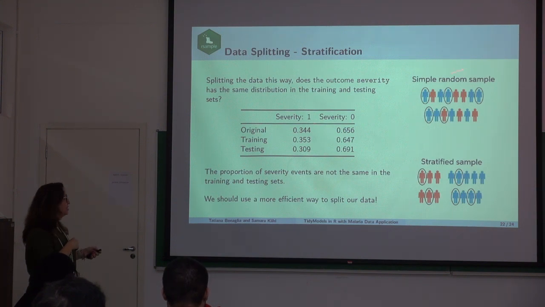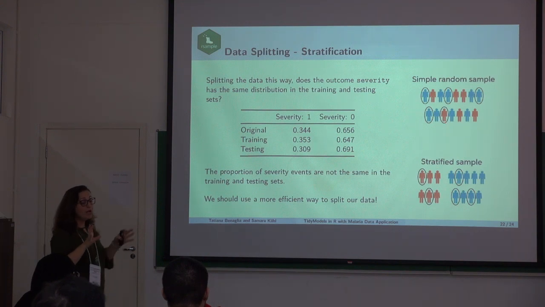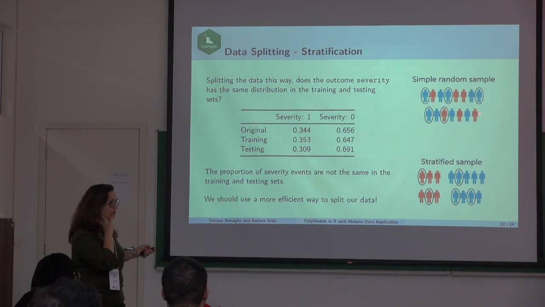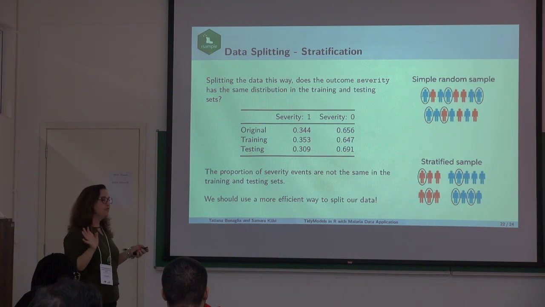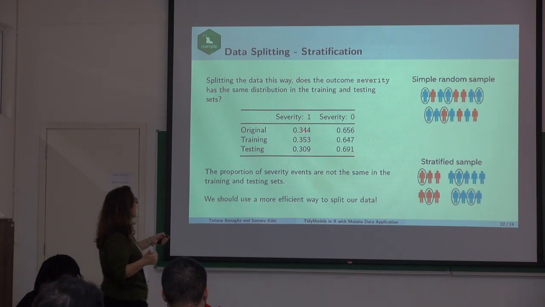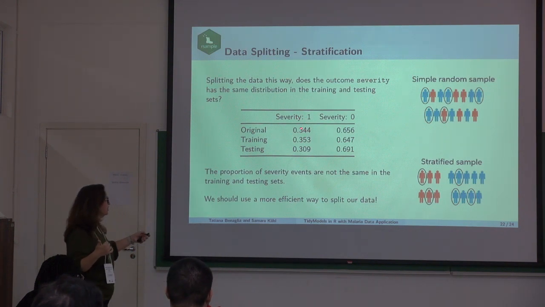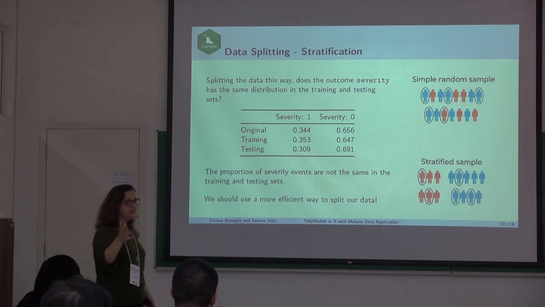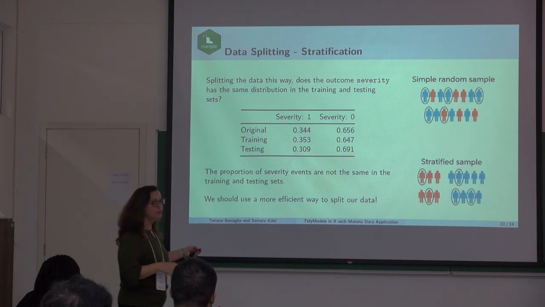Splitting the data that way, for you guys who took sampling classes, if you split your data with a single random sample, we are interested in predicting malaria severity. If we take a single random sample, it could happen that none of the severe cases will be in the test set, for example. That's the risk you take when you do a simple random sample. What we did before was a simple random sample. The original data has 34% of severe cases, then the training set has 35, and the testing set 30. Well, it's not that different, but just to show you that it should be more similar.